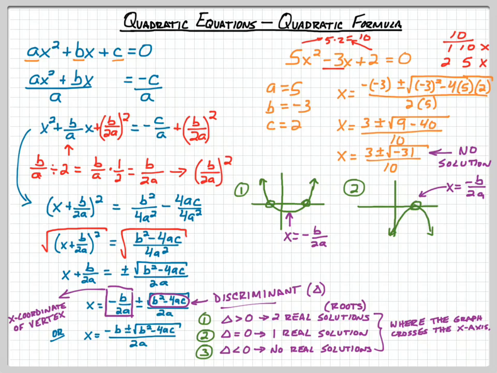And finally, the third case: what does this look like when delta is less than 0, when we have no solutions, like we had in our example in the orange here? Well, that means our parabola is floating above the x-axis, or if it were negative, it'd be sinking below the x-axis. We still have our vertex at negative b over 2a, but we don't have any places where it actually crosses the axis.